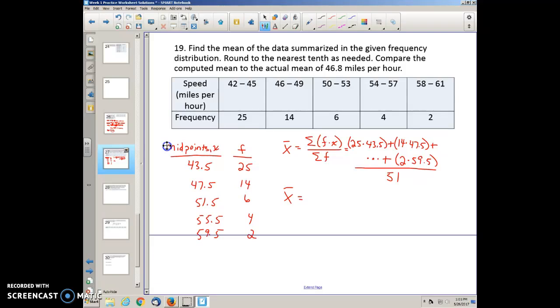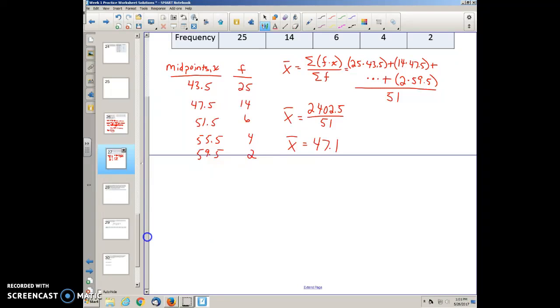So the mean, after calculating that, the numerator, we get 2,402.5. That's the sum of f times x over 51. So the computed mean is 47.1. Now to compare that to the actual mean, what we do is we find the difference first. So the actual mean and the computed mean differ only by 0.3.